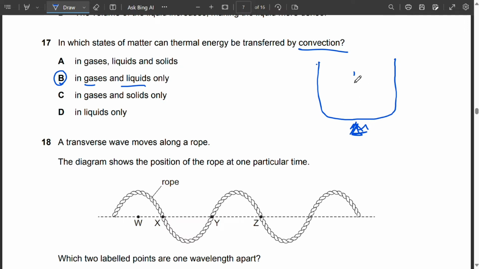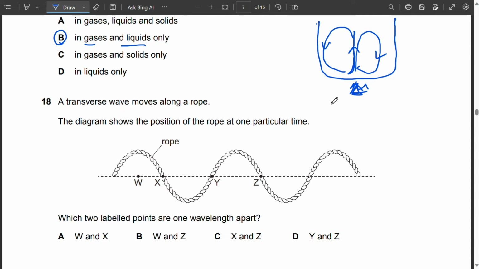That's because the hotter molecules will rise up and the colder molecules will take their place. This is the phenomenon of convection. So this can only take place in gases and liquids because their molecules are totally free to move inside that whole liquid or gas. Okay.